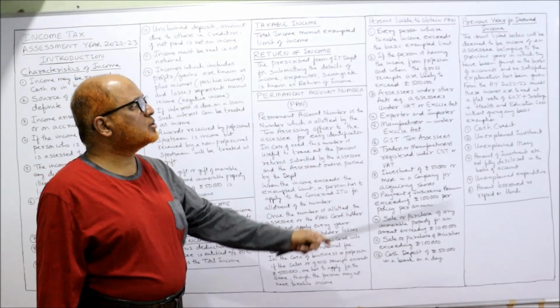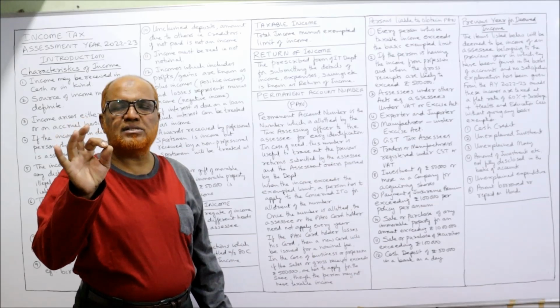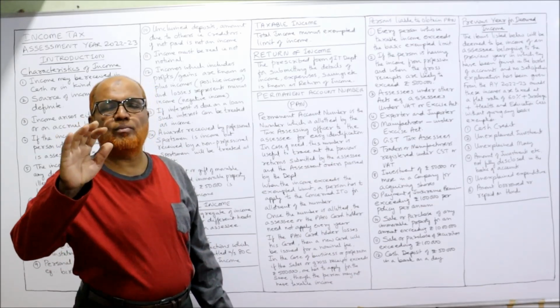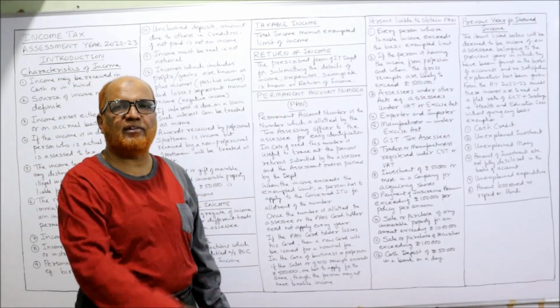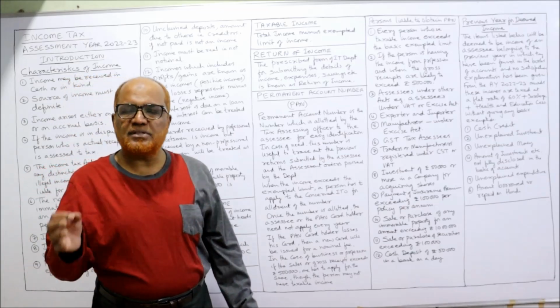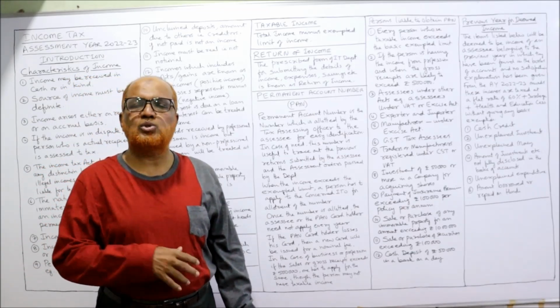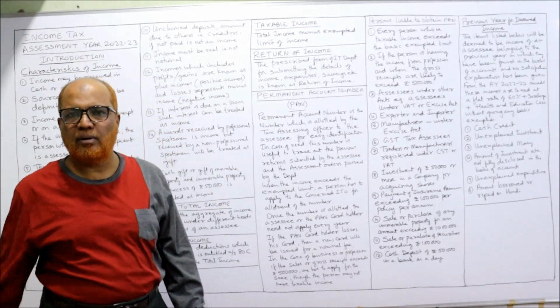First one, persons whose taxable income exceeds the basic exemption limit. Any person whose income is more than the basic exemption limit has to apply for PAN. Secondly, if a person is having income from profession or business whose gross receipts are more than 5 lakh, compulsorily they have to apply for PAN.